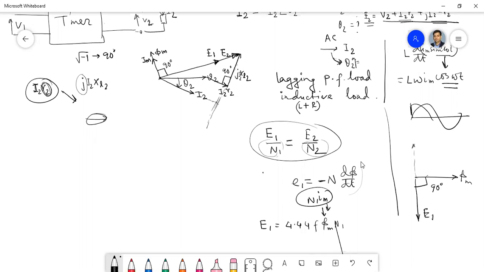Okay. So I should stop here because it's not a complete phasor diagram. The rest of the phasor diagram we'll discuss in the next class. And if you have any question, you can ask.